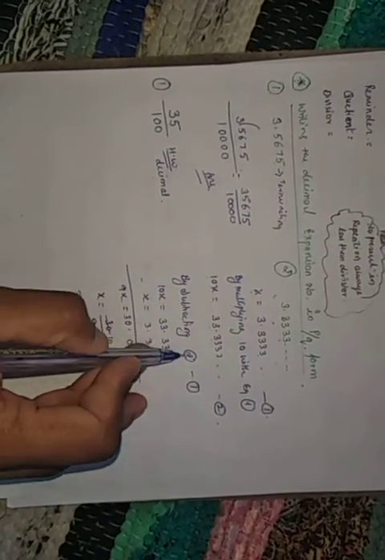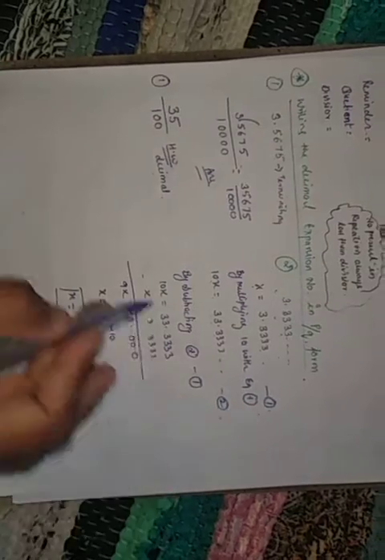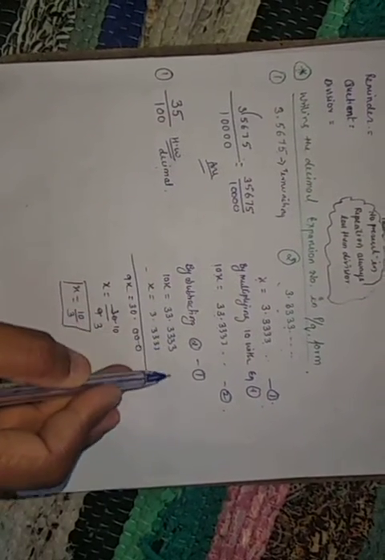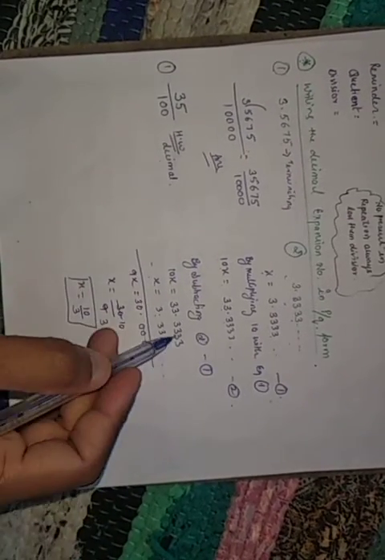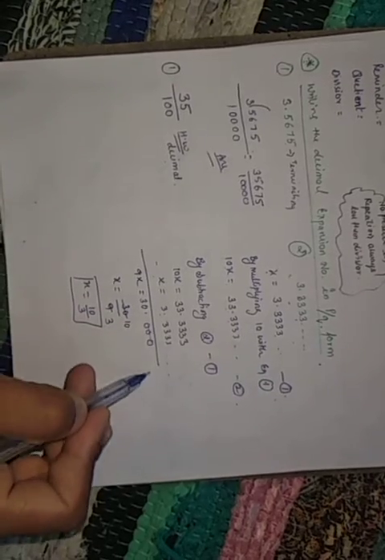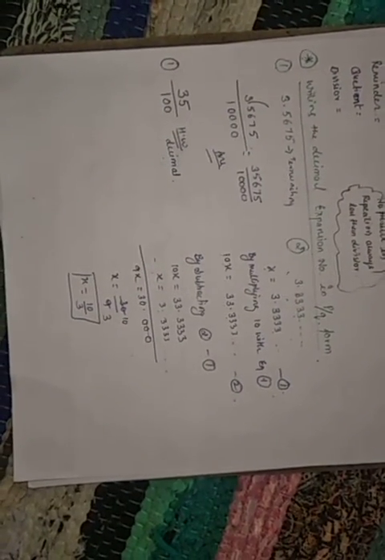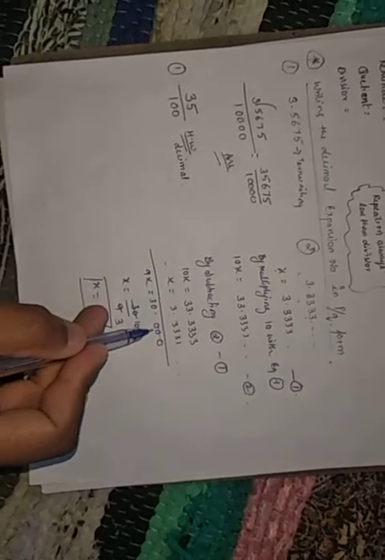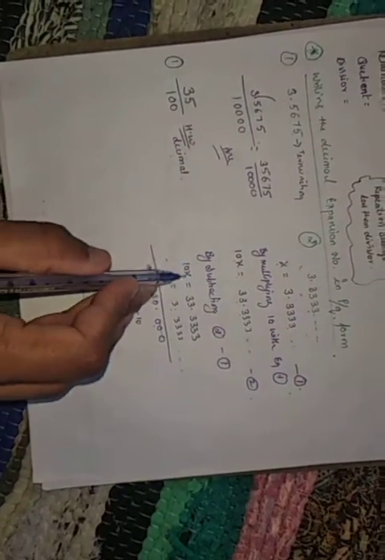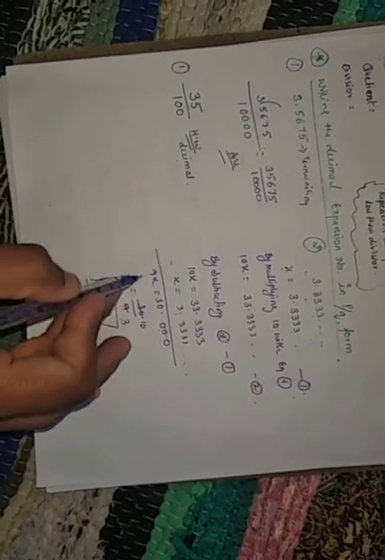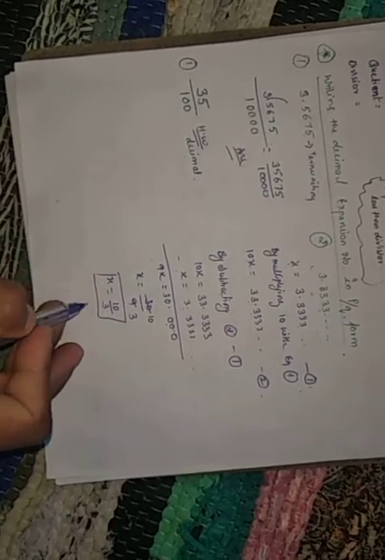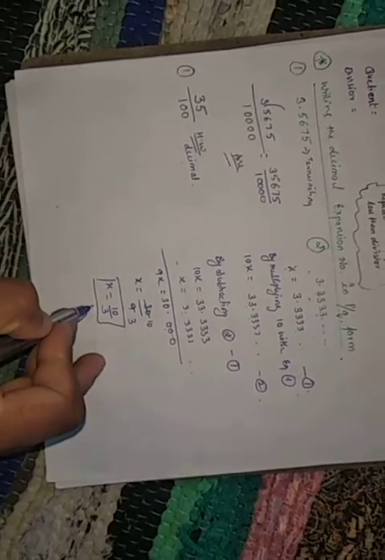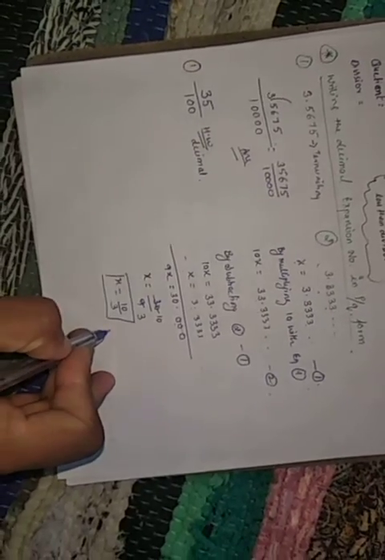By subtracting the first equation from the second: 10x equals 33.3333 dash dash, x equals 3.3333 dash dash. You can see 3 minus 3 is 0, 3 minus 3, and so on. After the decimal all the numbers are subtracted, correct? So after the decimal what are you getting? 0 0 0. 10x minus x equals what? 9x. 9x equals what? 30. x equals 30 by 9, so x equals 10 by 3. So your number is converted into 10 by 3. Is it clear? Today I have given this kind of question to understand.